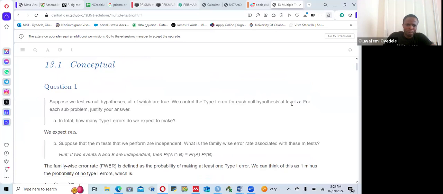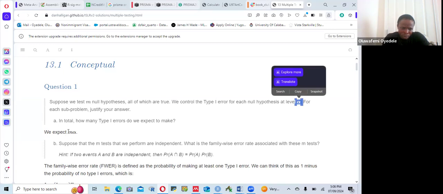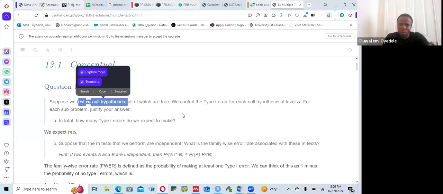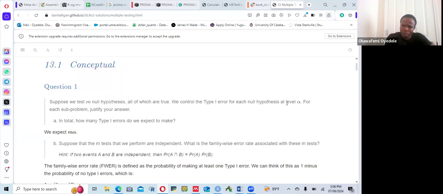The first question: suppose we test M null hypotheses, all of which are true. We control the type one error for each null hypothesis at the level of alpha. For each sub-problem, we should justify our answer. A: in total, how many type one errors do we expect to make? We expect to make M times alpha, because alpha is our level of significance and M is the number of null hypotheses tested. We multiply M by alpha to give us what we expect at the end.